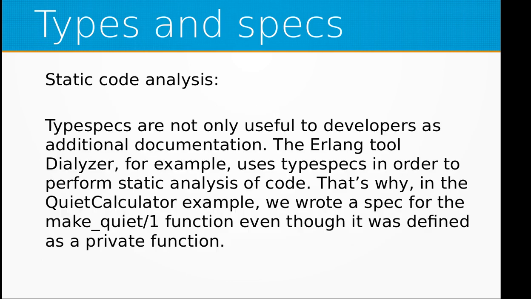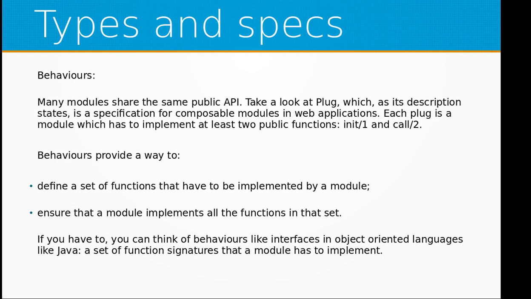Static code analysis. Type specs are not only useful to developers as additional documentation. The Erlang tool Dialyzer, for example, uses type specs in order to perform static analysis of code. That's why in the QuietCalculator example, we wrote a spec for the make_quiet function even though it was defined as a private function.